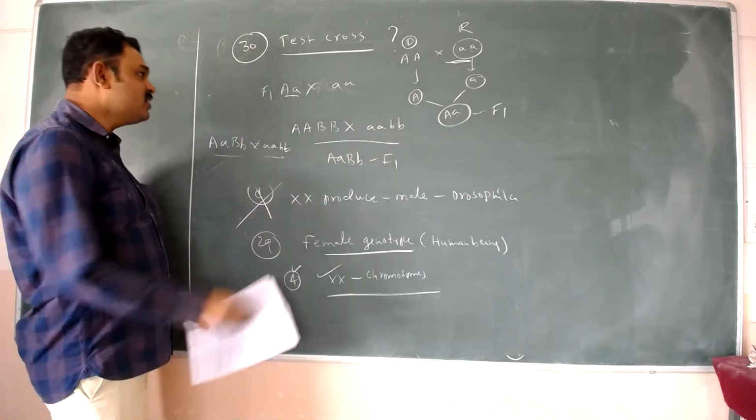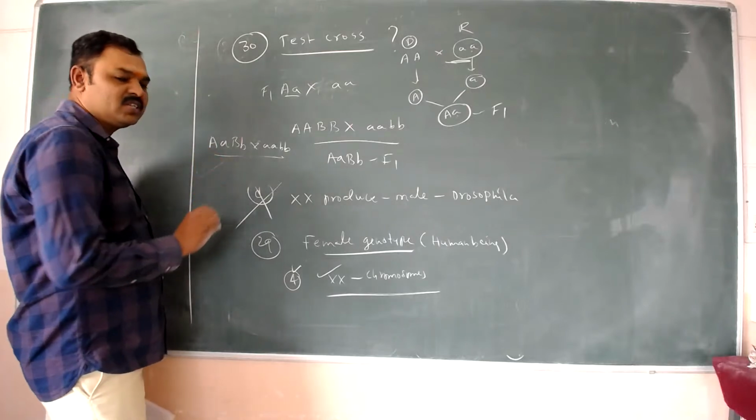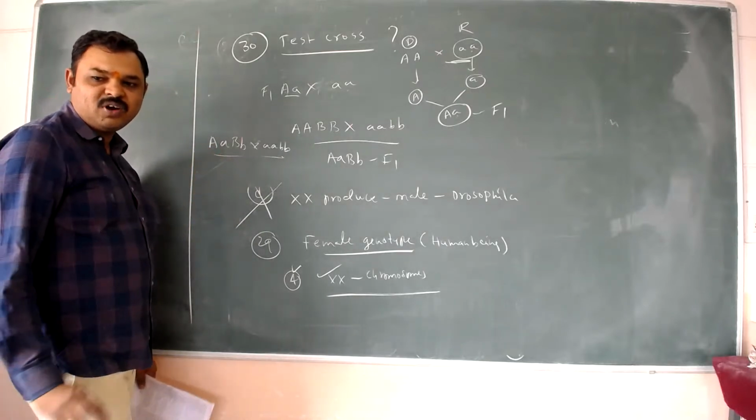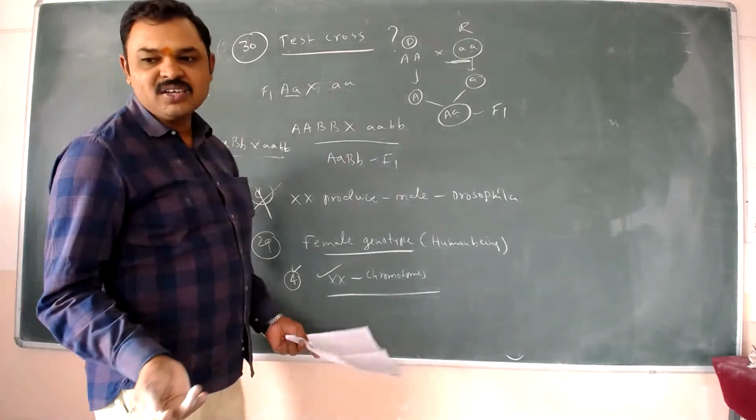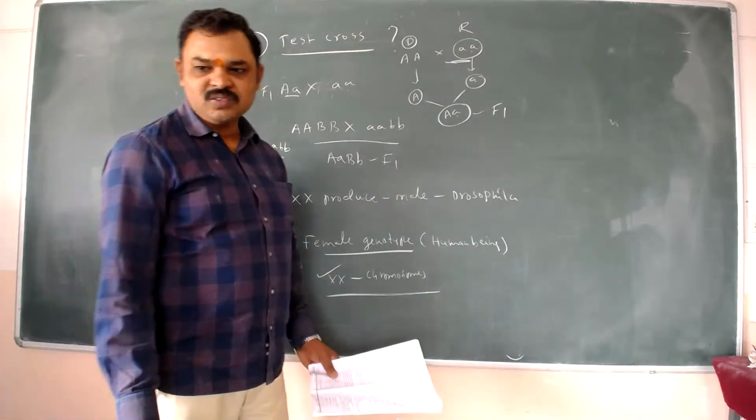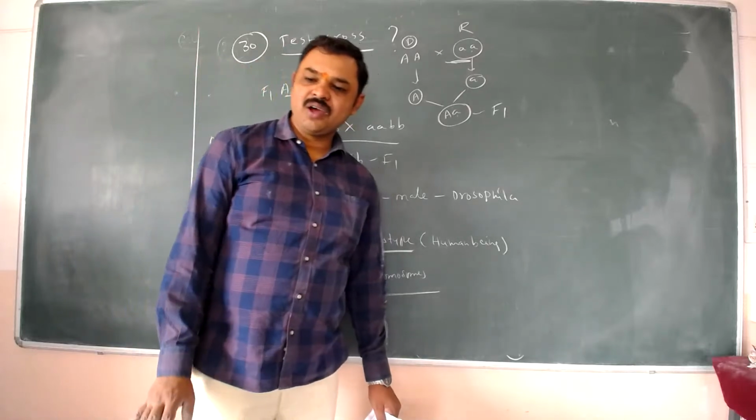So the answer is option C: the F1 with a double recessive parent is called the test cross. This is the test cross information we have discussed here.